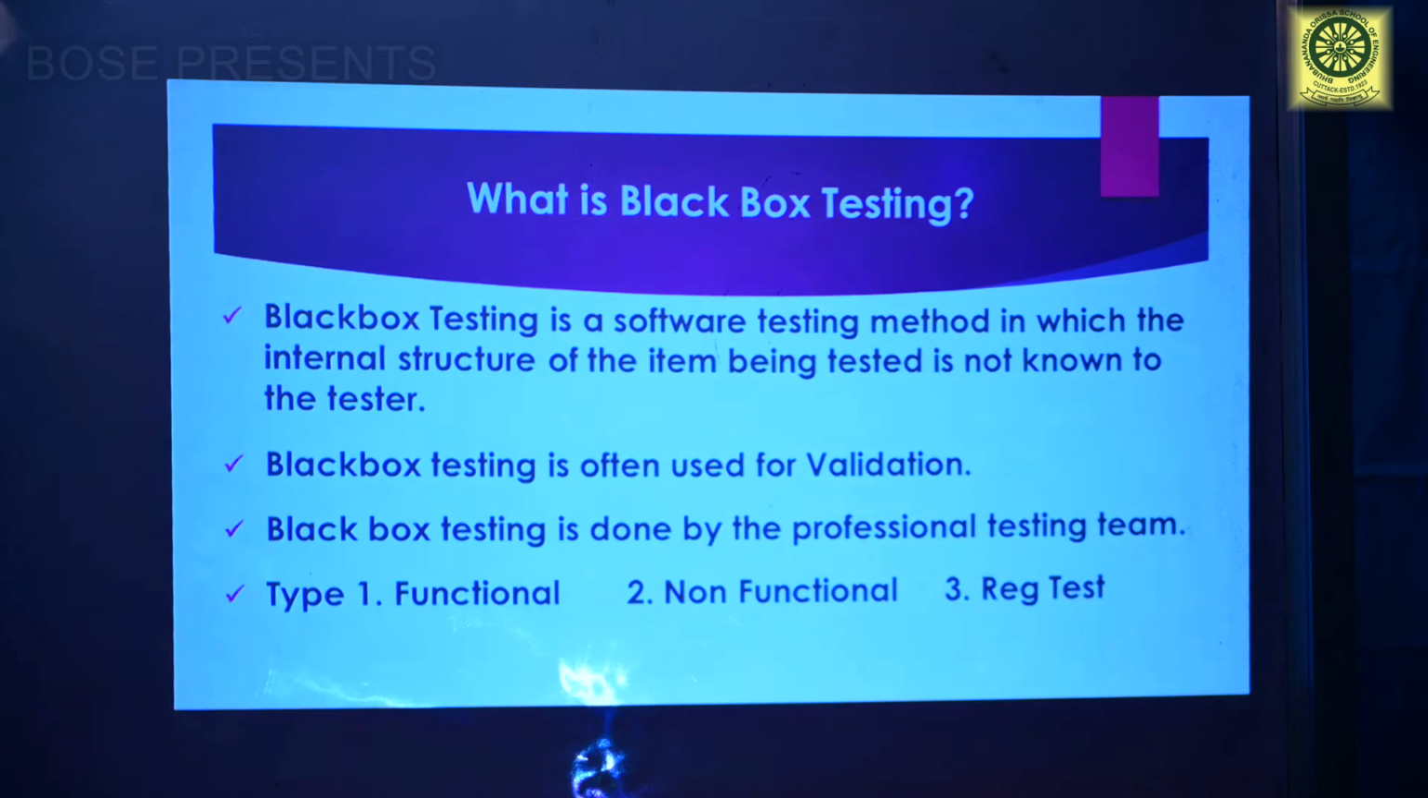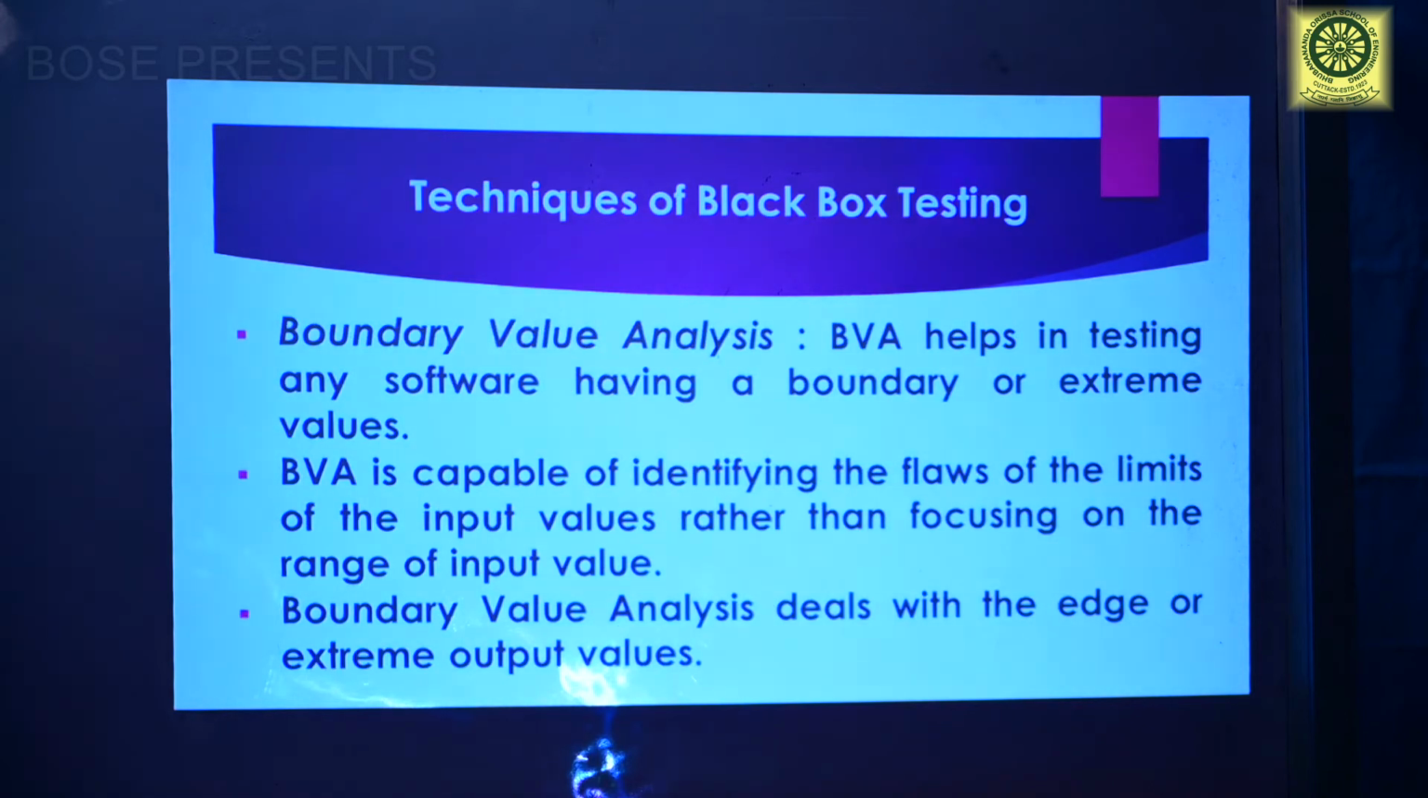Now what are the types? I have listed three types. One is functional, second one is non-functional, and third one is regression test. So we are moving to techniques of black box testing. The first one is boundary value analysis or BVA. BVA helps in testing any software having a boundary or extreme values.